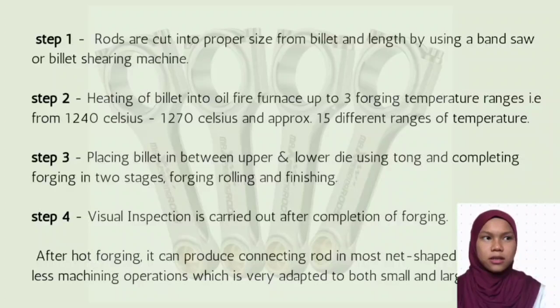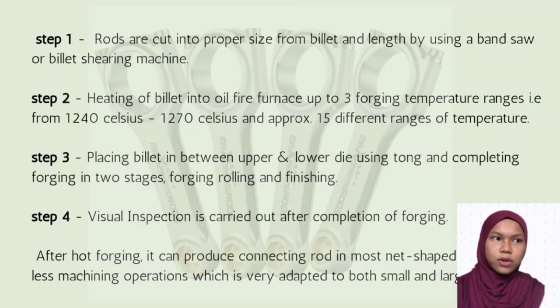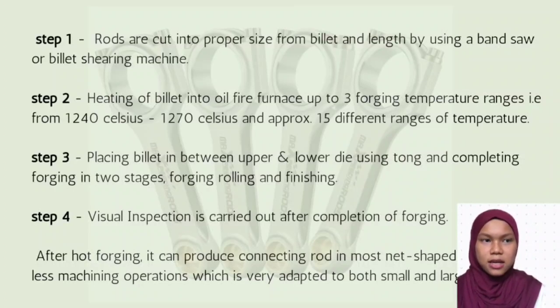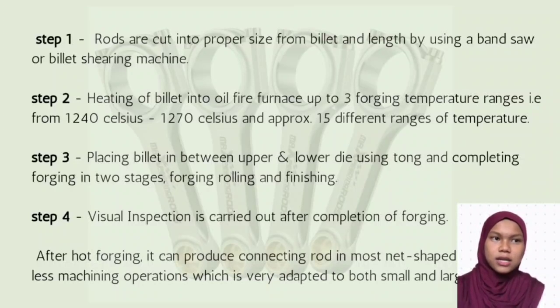This part shows how the piston is made. From step 1, rods are cut into proper size from billet and length by using a band saw or billet shearing machine. For step 2, heating of the billet in an oil fire furnace up to forging temperature, in the range of 1240 Celsius to 1270 Celsius. For step 3, placing the billet in between the upper and lower die using tongs.